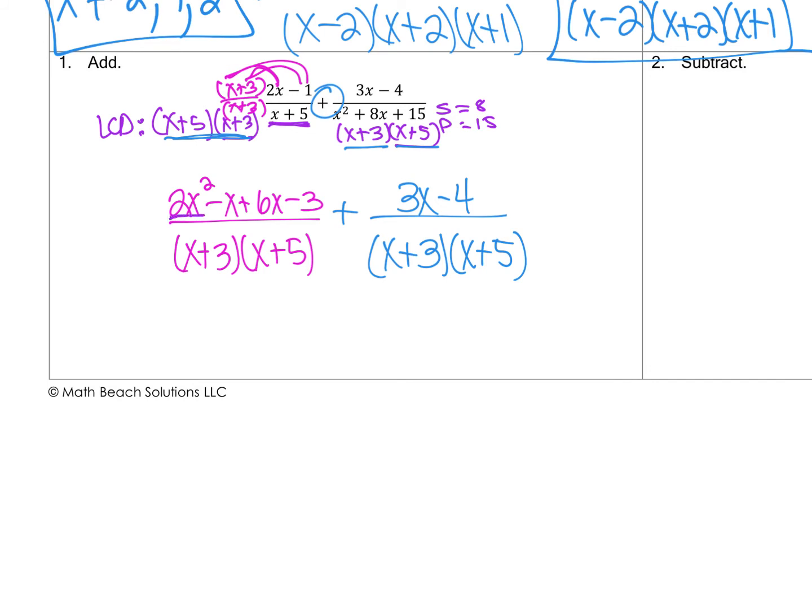So I have a 2x squared. I don't have another x squared. I have a negative x plus 6x, which would be 5x, plus 3x, which would be 8x. And then negative 3 and negative 4, which would make negative 7.